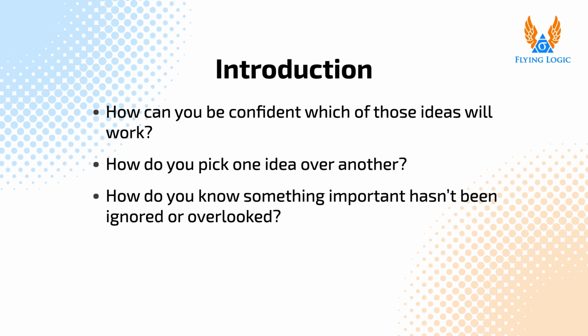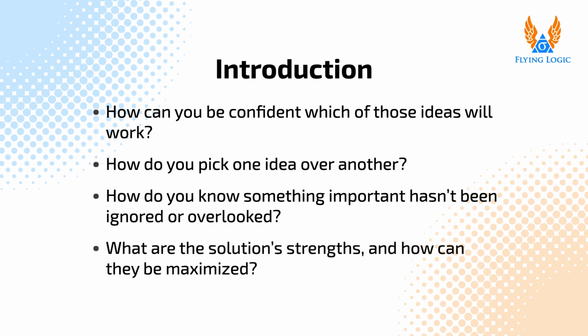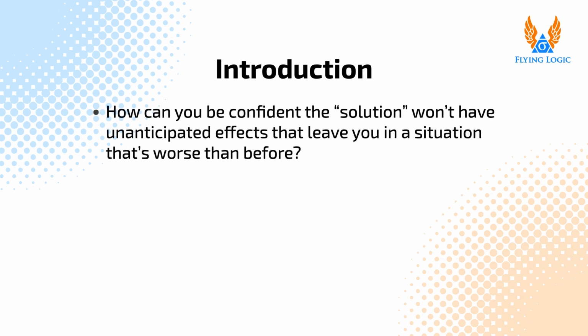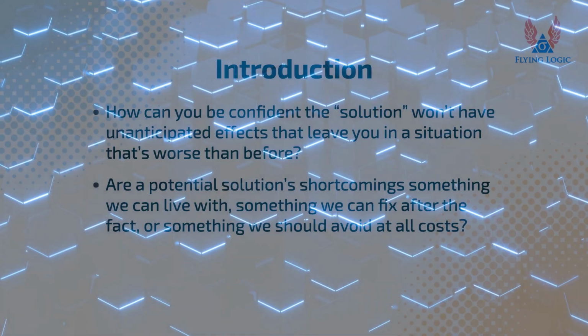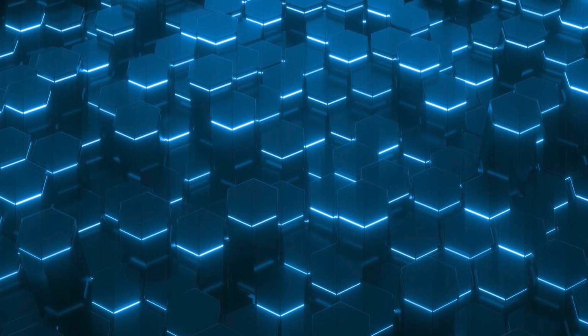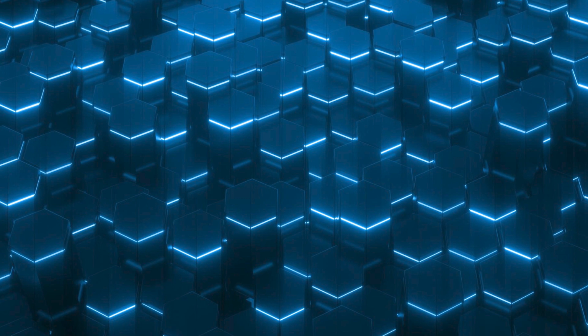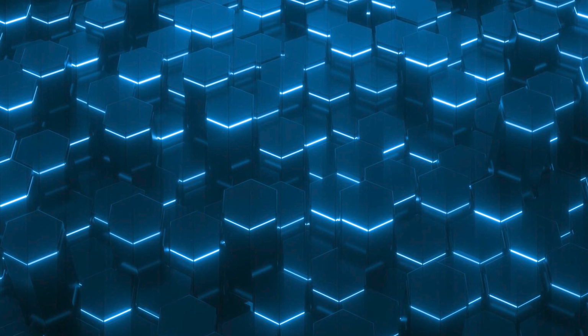How do you know something important hasn't been ignored or overlooked? What are the solution's strengths, and how can they be maximized? How can you be confident the solution won't have unanticipated effects that leave you in a situation that's worse than before? Is a potential solution shortcoming something we can live with, something we can fix after the fact, or something we should avoid at all costs? The job of a future reality tree, FRT, is to help answer these questions.